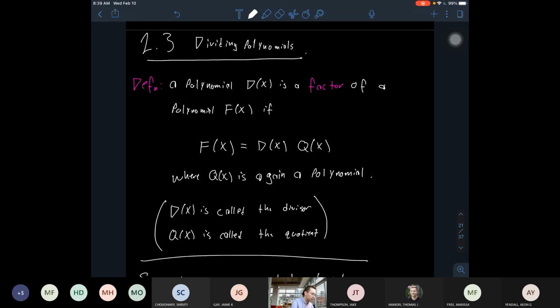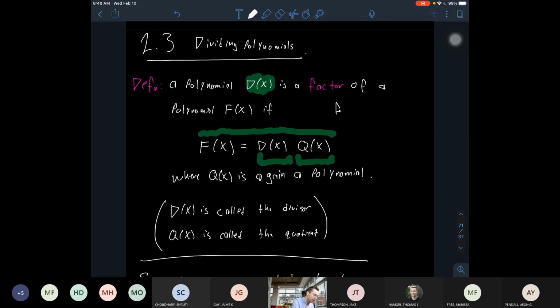So let's start with the basics and establish the following. We have this definition here. And what does it say? It says that a polynomial d of x is a factor of a polynomial f of x if we can write f of x as being equal to d of x times q of x, where d of x and q of x are both polynomials. Then d of x is a factor of f of x.